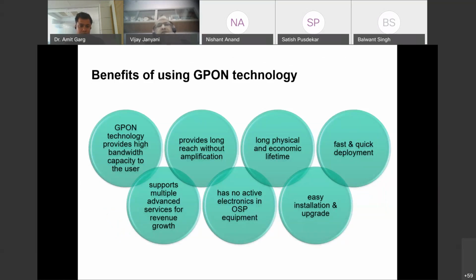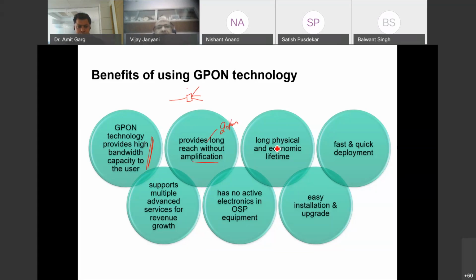So what are the benefits of using GPON technology? It provides very high bandwidth capacity to the user because one fiber is directly coming to your home. Of course, it is through splitters. Splitters further divide your speed, but still you get a very high speed. All this 100 Mbps speed which you are getting at your home, Reliance Jio or Airtel, they are actually using this technology now. They provide long reach without amplification. As I mentioned, around 20 kilometers you can easily cover by this technology.